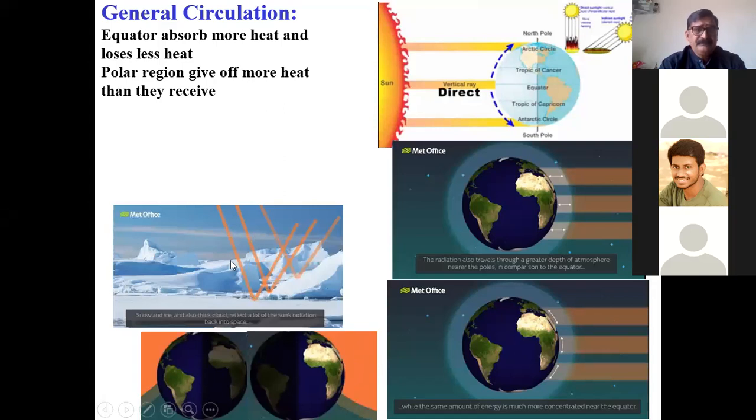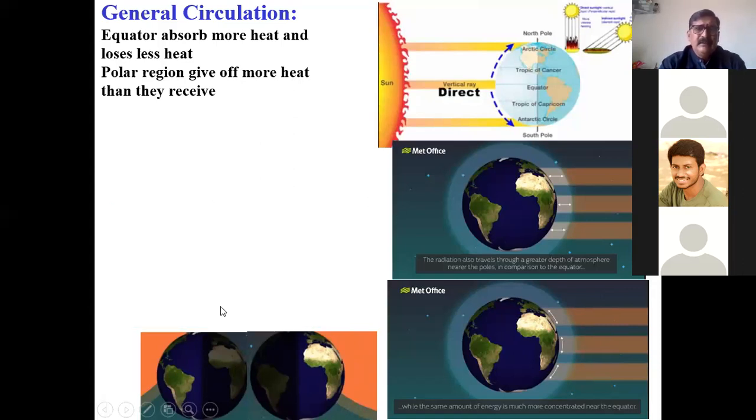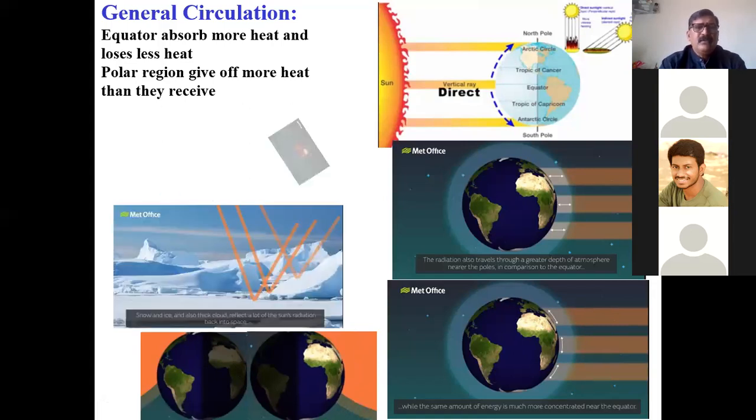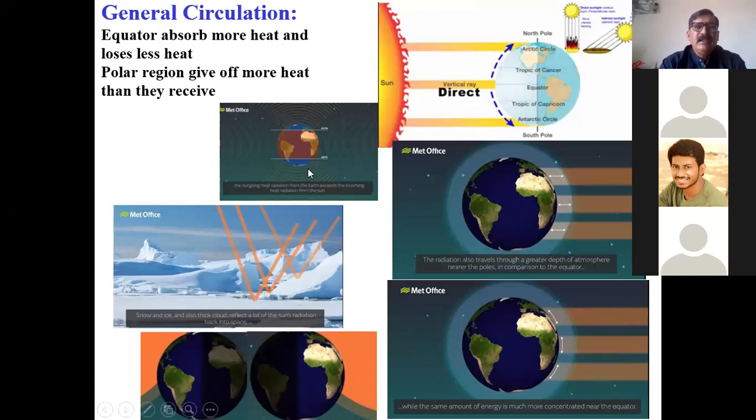So in the Arctic or polar region, what happens? The outgoing radiation is more than the incoming radiation, unlike the equatorial part, because the heating of the earth's surface is more near the equator, that is from 30 degrees to 30 degrees latitude, between the tropic of Cancer and the tropic of Capricorn, compared to the poles.